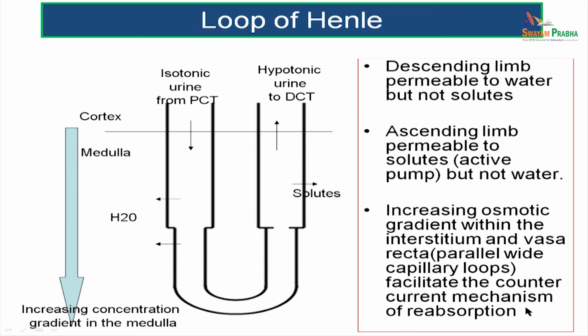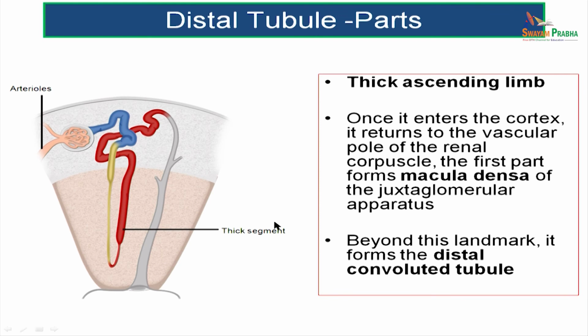So, this increasing osmotic gradient is going to facilitate the counter current mechanism of reabsorption. I have told you what are the substances which are reabsorbed in the descending and ascending limb of loop of Henle. Now, we will come to the distal tubule. We have talked about the distal tubule having two parts. One is the thick ascending limb of loop of Henle, which is the pars recta of distal tubule, which is going to ascend from the medulla and reach the cortex.